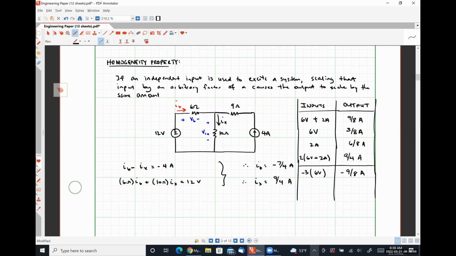If we scaled the current by a factor of +5, what would our expected output be with just the current source on? 30/8. All right, and finally, if we do these simultaneously, what do we expect our output to be? Just add those results together. -9/8 plus 30/8 is 21/8, right?